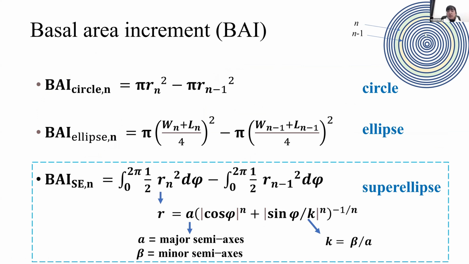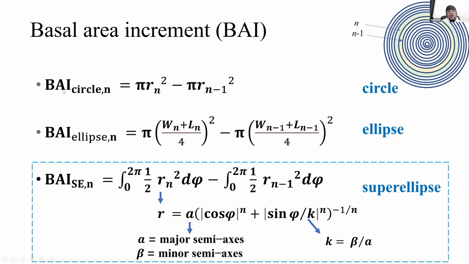So we can see here, this looks like a tree ring disc. N means the tree ring formed in the current year. N-1 is the tree ring formed in the previous year, because the tree forms tree rings from the pith to the bark.